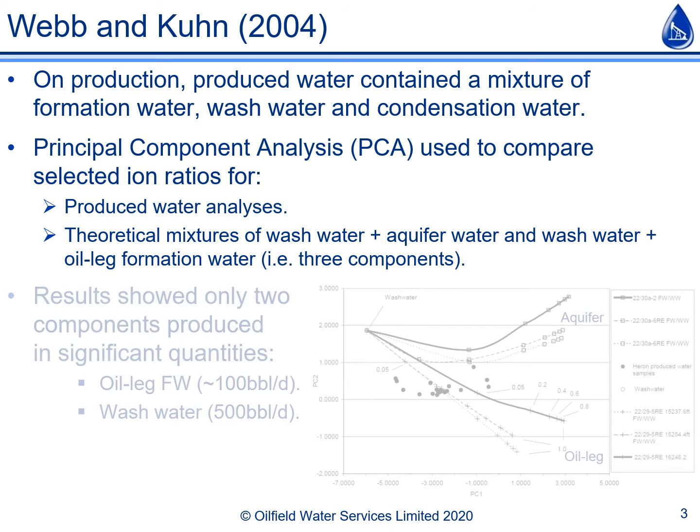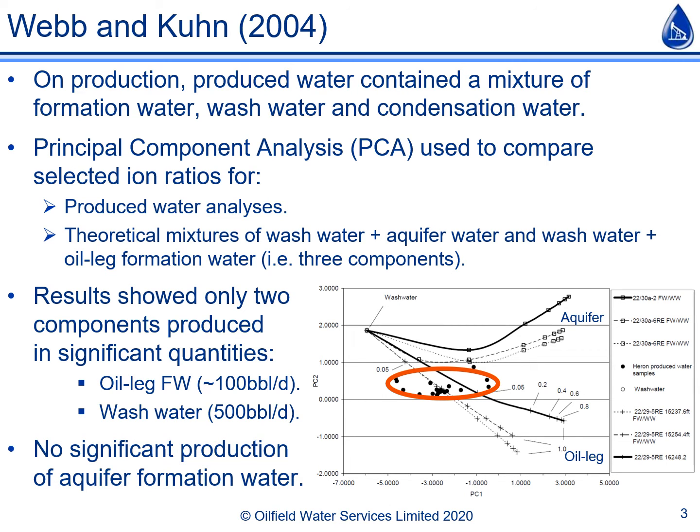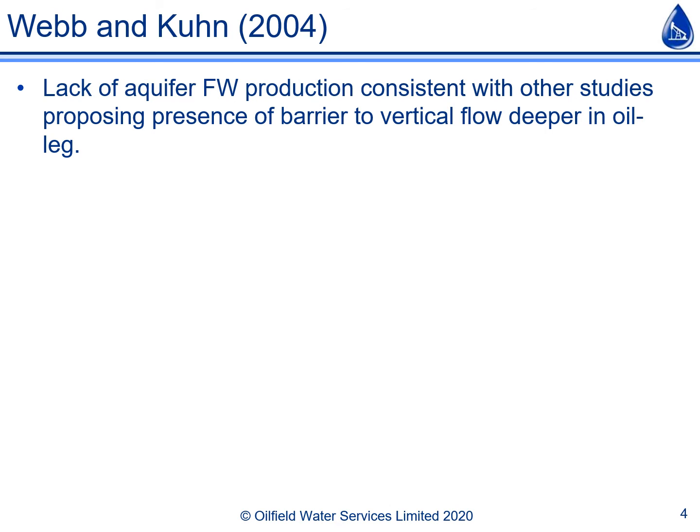The results are shown in this figure, which compares the datasets. The lines represent the theoretical mixed compositions and the solid circle symbols the produced water analyses. The figure shows that the produced water analyses are consistent with production of shallower oil leg formation water, wash water and condensation water. That is, there is no aquifer formation water production. Interestingly, the lack of aquifer formation water production was consistent with other reservoir studies, which suggested that there was a barrier to vertical flow separating the shallower and deeper oil leg.